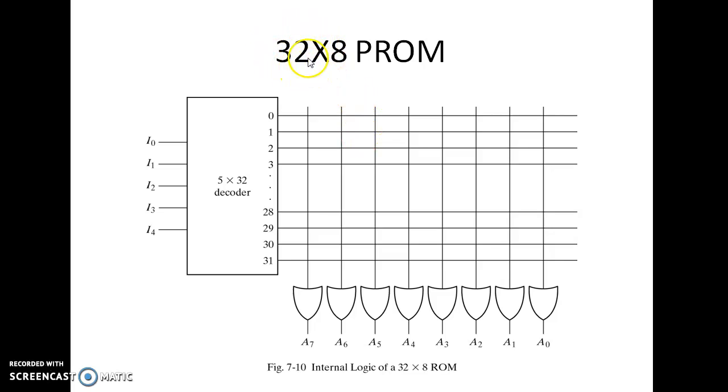So this 32 represents the number of outputs of a decoder, 0 to 31, total 32. And if it has 32 outputs, definitely it should have 5 inputs. So that's why it is referred to as a 5 cross 32 decoder. So this is the first stage of the PROM. And all the outputs of the decoder would be connected to OR gates. So there is a single line to this particular OR gate.